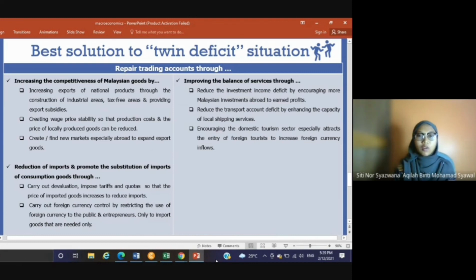And the last one is improving the balance of services by reducing the investment income deficit by encouraging more Malaysian investments abroad to earn profits. Reduce the transport account deficit by enhancing the capacity of local shipping services. Lastly, encouraging the domestic tourism sector, especially attracting the entry of foreign tourists to increase foreign currency inflows. That's all from me. Thank you.